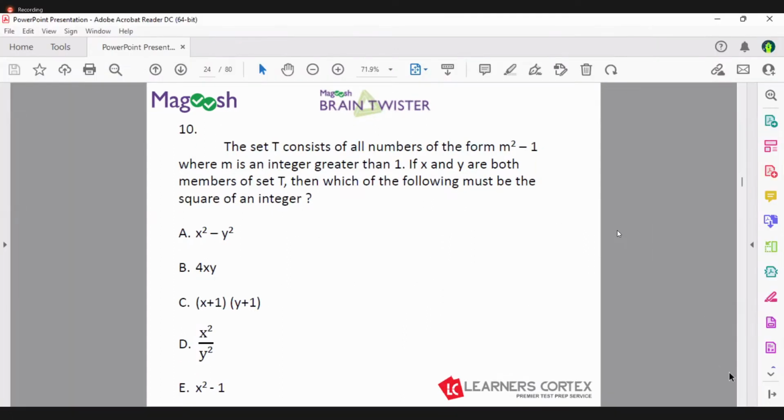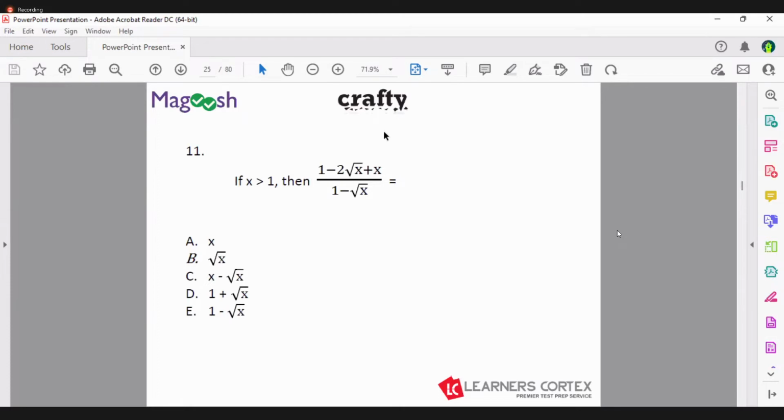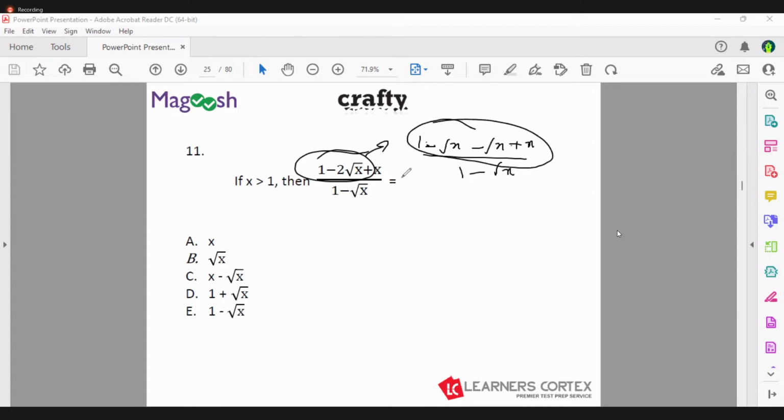Okay. Next question we have: if x is greater than 1, then 1 minus 2 root x plus x over 1 minus root x equals what? First of all, you have to factorize this. This can be written as 1 minus root x plus x over 1 minus root x. Instead of first summing the fraction, let's solve the numerator first. So this is 1 minus root x plus x.